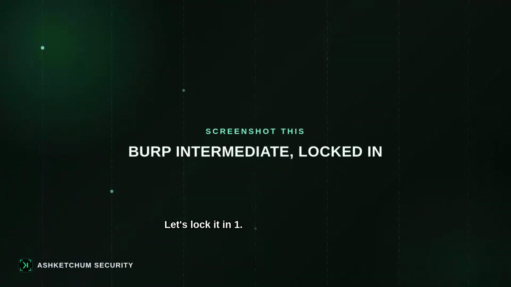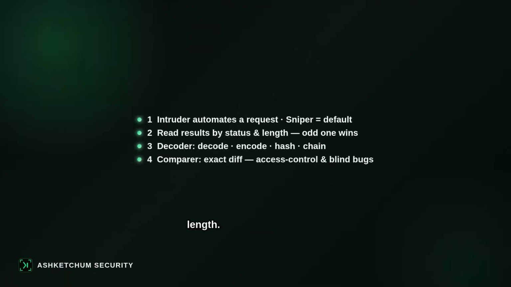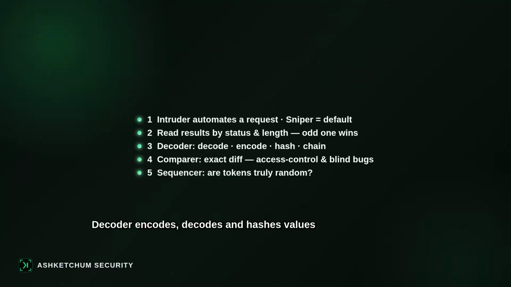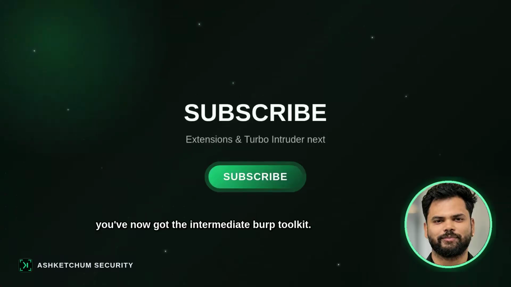Let's lock it in. 1. Intruder automates a request across a payload list, and Sniper is your default attack type. 2. Read the results table by status and length. The odd one out is your hit. 3. Decoder decodes, hashes, and chains values together. 4. Comparer shows the exact difference between 2 responses, perfect for access control and blind bugs. And 5. Sequencer measures whether tokens are truly random. In short, you've now got the intermediate Burp toolkit.